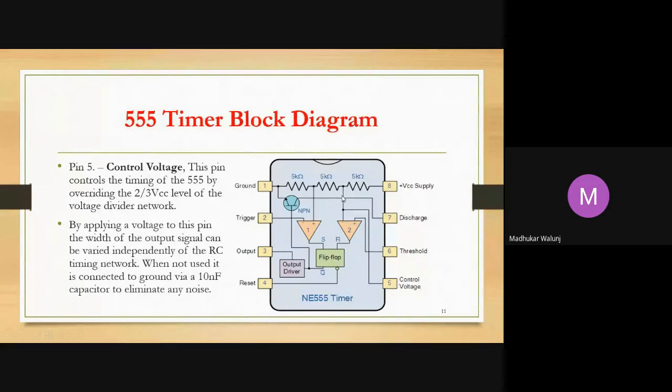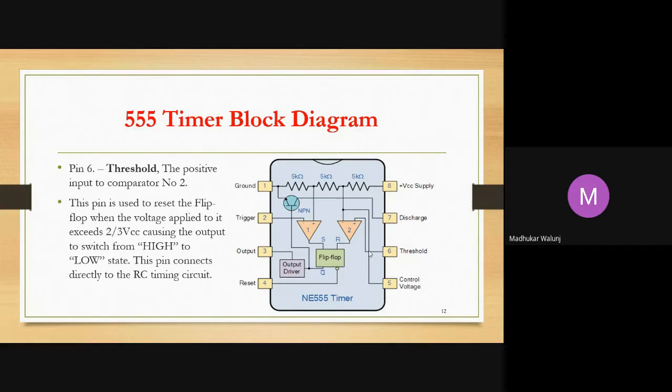By applying a voltage to this pin, the width of the output signal can be varied independent of the external RC circuit. If we are not going to use this control voltage, then we connect a 10 nanofarad, or 0.01 microfarad, capacitor to ground, so it will eliminate any noise available in the socket.